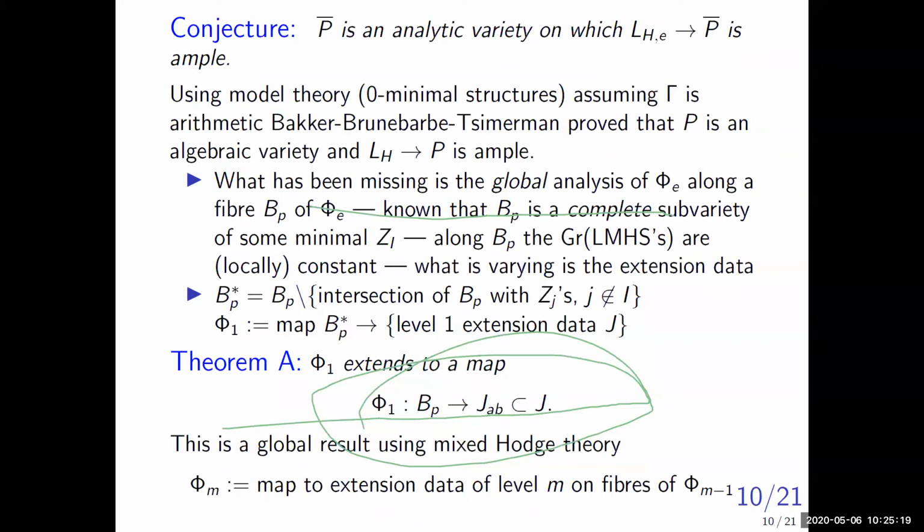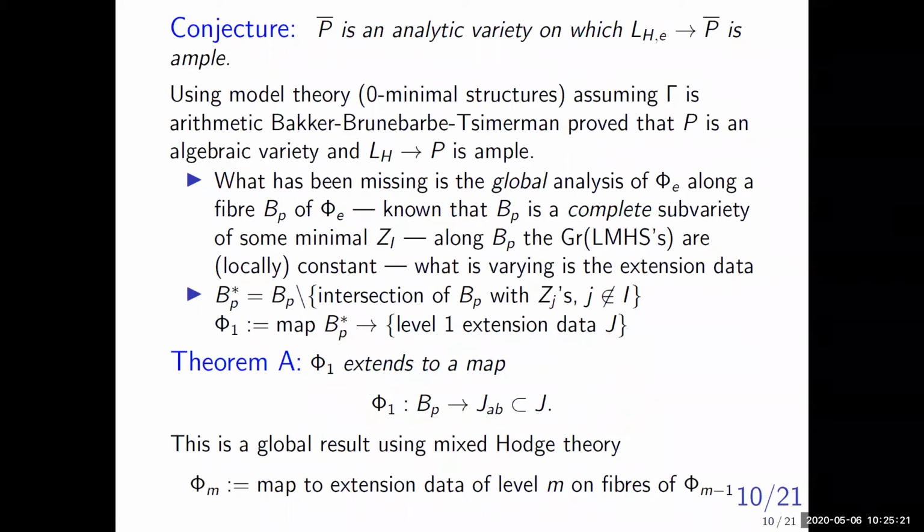So the geometric picture is out at infinity, you have this family of limiting mixed Hodge structures. Map them to the associated graded. That gives you a map to a bunch of Hodge structures, okay? Those maps are fairly well understood. What you have not understood is what goes on globally along the fiber.